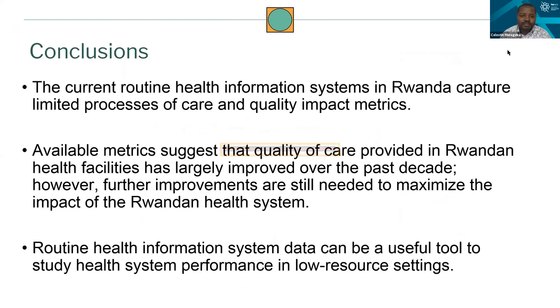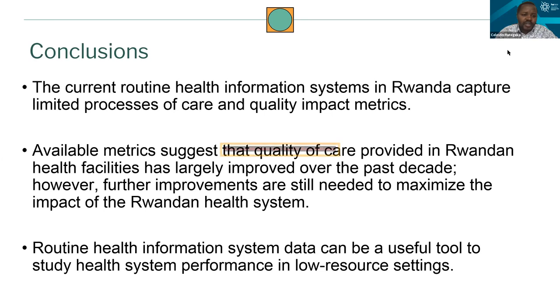Next slide, please. In short, we found that the current routine health information system in Rwanda captures limited process of care and quality metrics, and they focus mainly on maternal and newborn health. Indicators relevant to positive user experience, people's confidence in the healthcare system, and economic benefits were not captured, and it will be helpful to add those in the future.